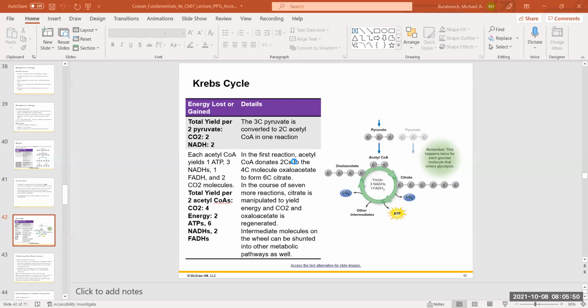Yeah? You said that it turns twice to get glucose. To oxidize glucose completely, it has to turn the cycle twice because you get 2 pyruvates from glycolysis, don't you? So that'll generate 2 acetyl coenzyme A, right? So you have to feed both of those into the cycle. That's why to completely oxidize the glucose, you have to turn the cycle twice. That's the Krebs cycle. Yes.